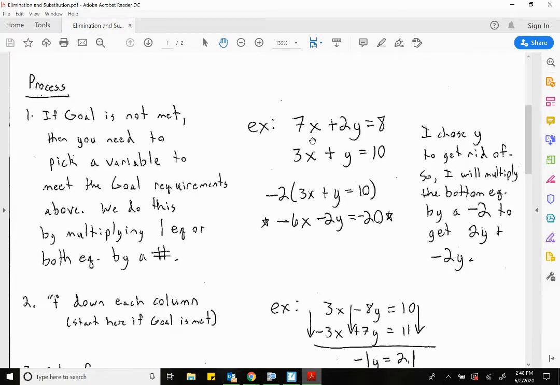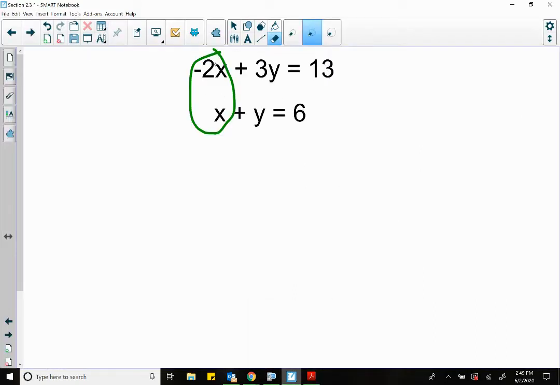So up here in my example, I chose to get rid of the y. Okay? It didn't matter which one, but I chose the y. Okay? So all I did was multiply the bottom equation by a negative 2, because that will give me a positive 2y on top and a negative 2y on the bottom, because a positive 2y and a negative 2y cancel each other out. So if I go back over here and look at this, I want to get rid of these two. Well, I already have the negative on top, so let's keep that.